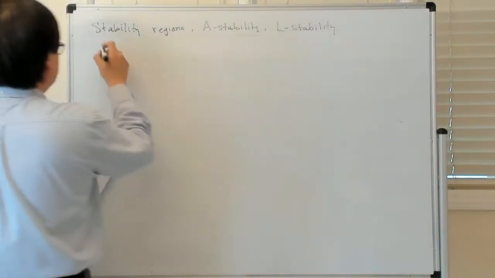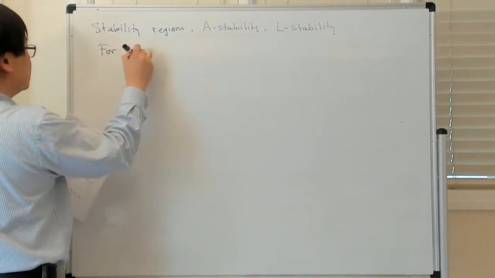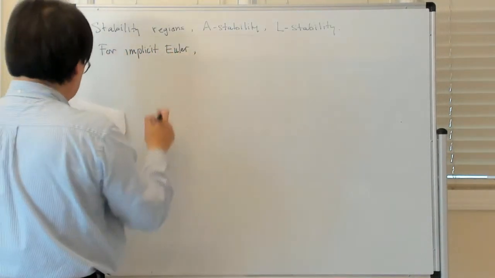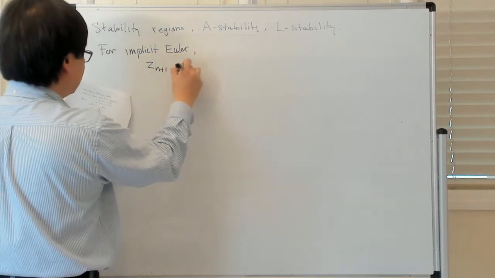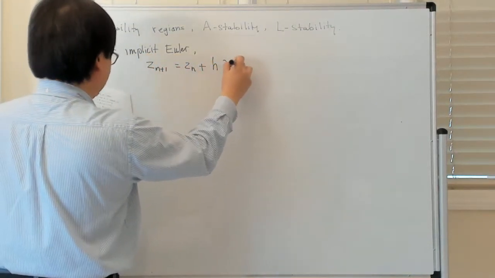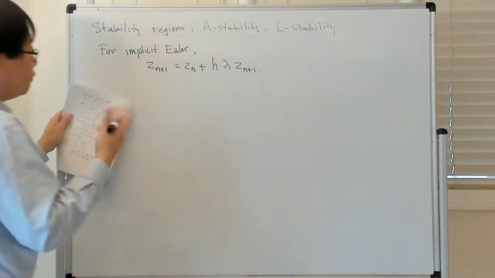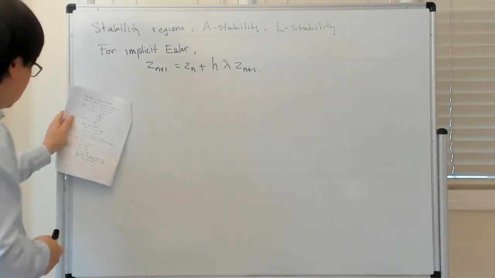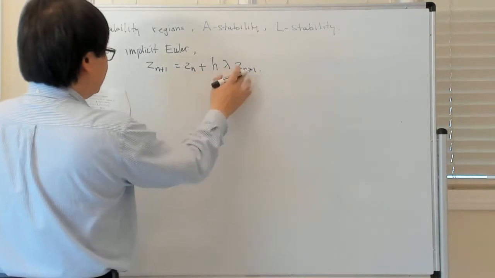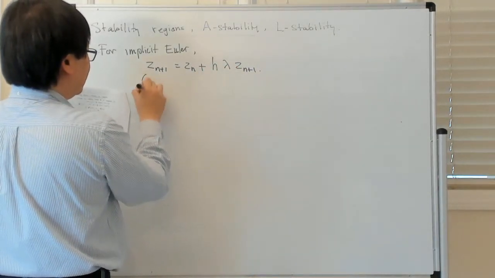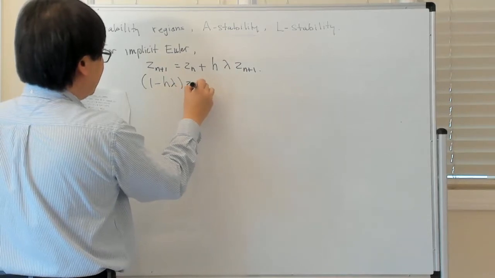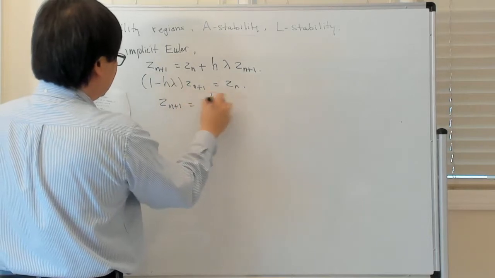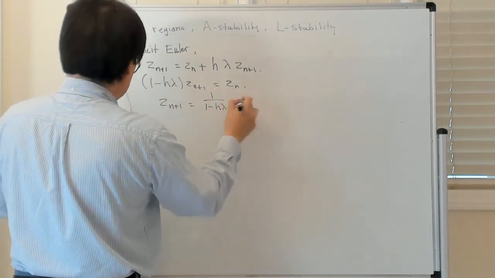Okay, so for implicit Euler, you have that Z_{n+1} is equal to Z_n plus h lambda Z_{n+1}. I've already applied it to this model problem, z prime is equal to lambda z. So again, I move the Z_{n+1} terms to the left-hand side. I get (1 minus h lambda) Z_{n+1} is equal to Z_n. So Z_{n+1} is equal to 1 over (1 minus h lambda) Z_n.